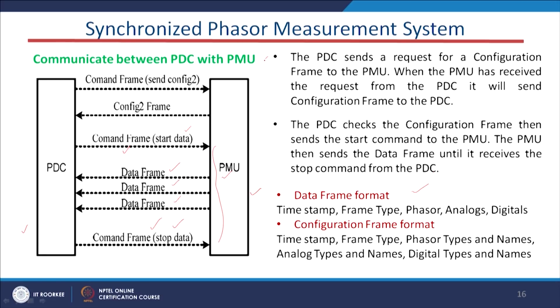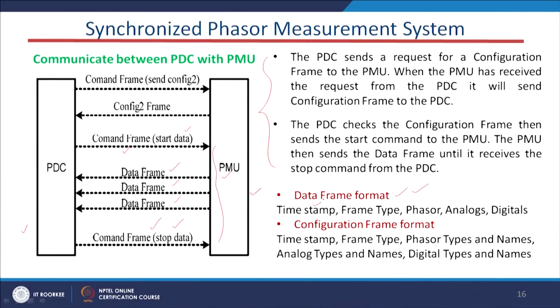Now, this is what we have written here, the data frame format. This is the operational part I just discussed: first the PDC sends a command to the PMU to send the data. After that the PMU sends data to the PDC, and again the PDC sends another command, stop data, and the PMU has to stop the data flow. Now, what is a data frame? The format of the data frame is also important.